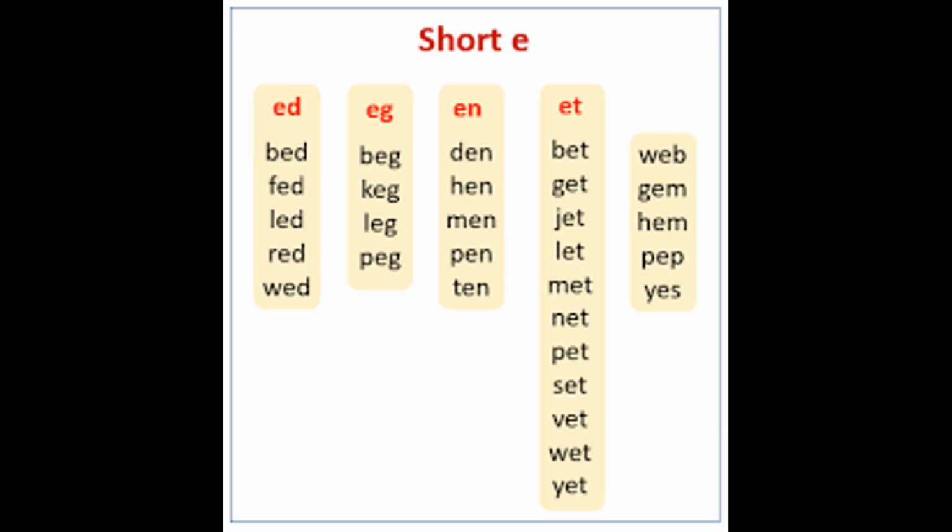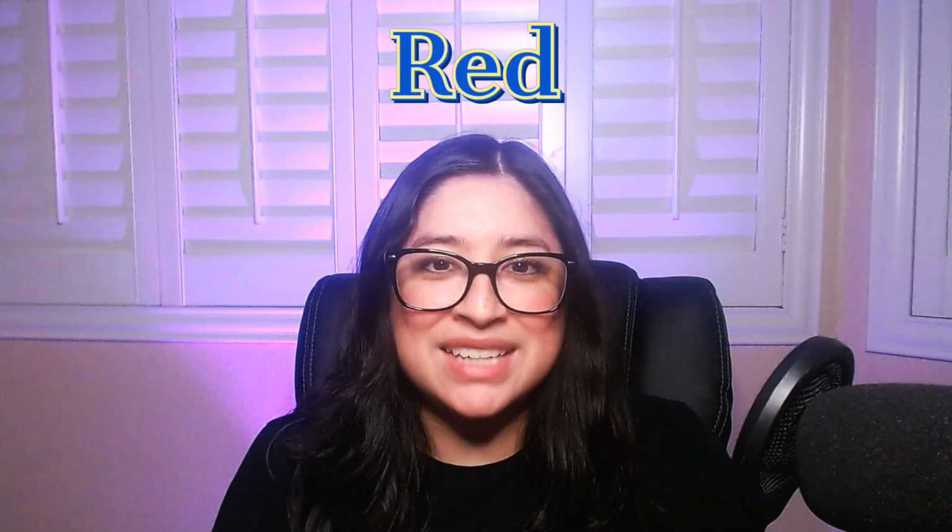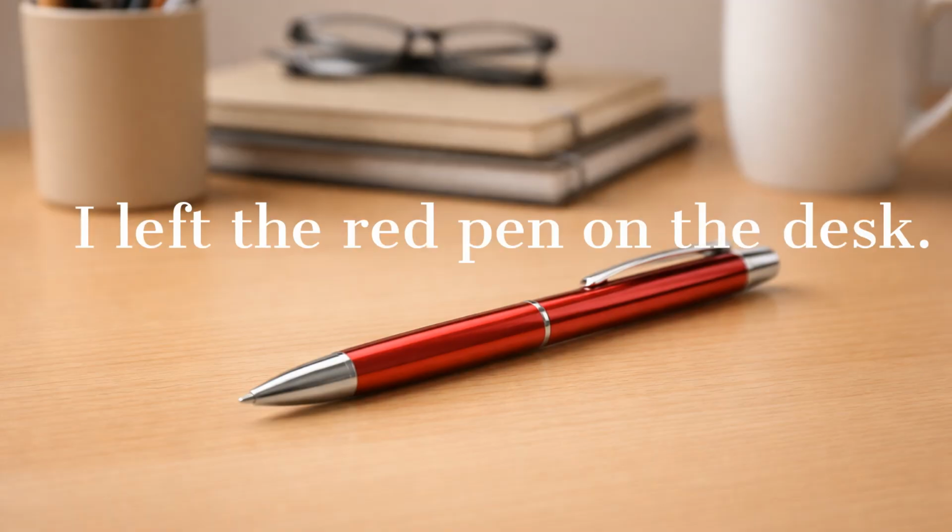I mentioned this on the A vowel sound episode, but every vowel has a short and long sound. The short sound is relaxed, short, and open. You'll hear it in words like bed, red, and head. Listen again to how I am pronouncing the E in those words. Bed, red, head. Now listen to this practice sentence, and after you listen to it, also try to pronounce it yourself. I left the red pen on the desk. One more time. I left the red pen on the desk.